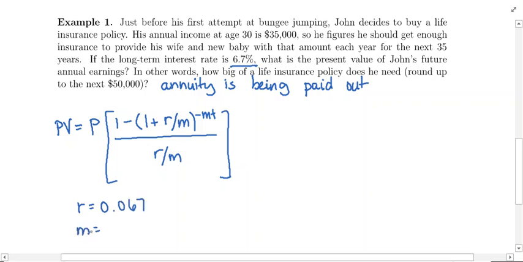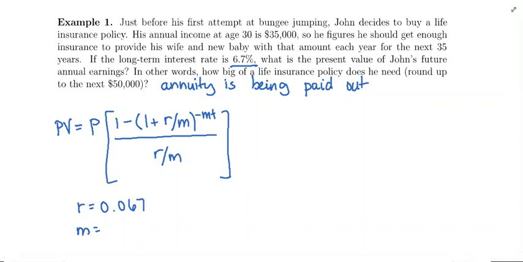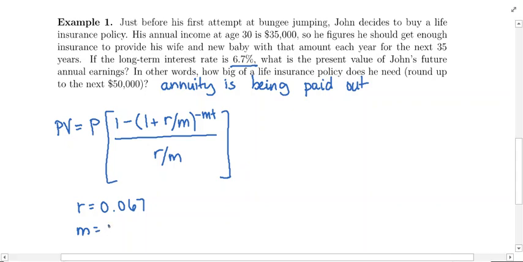M, let's see. If we read through this, you don't actually see the phrase "compounded such and such" in this problem, but you're going to have to go on the payments here, okay? So the wife and child would be receiving payments every year, okay? So that's what you're going to have to go on here. Since it's an annual thing, the M value would be 1, okay?